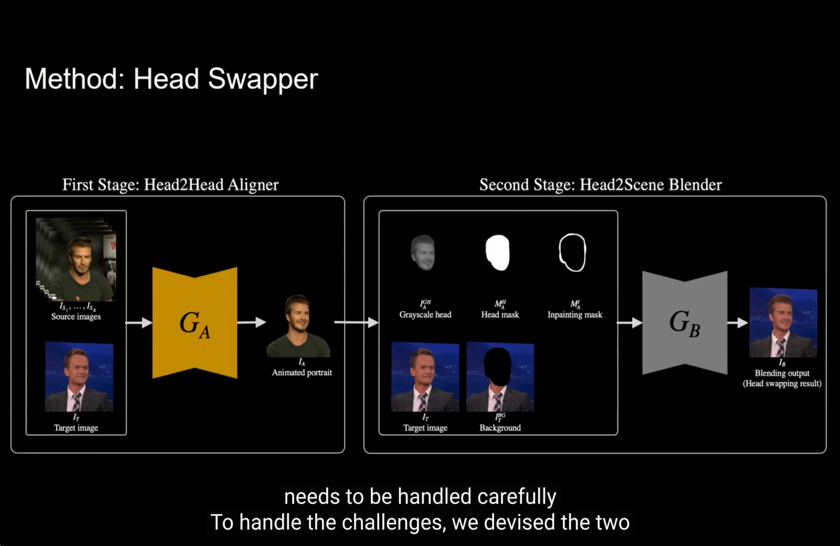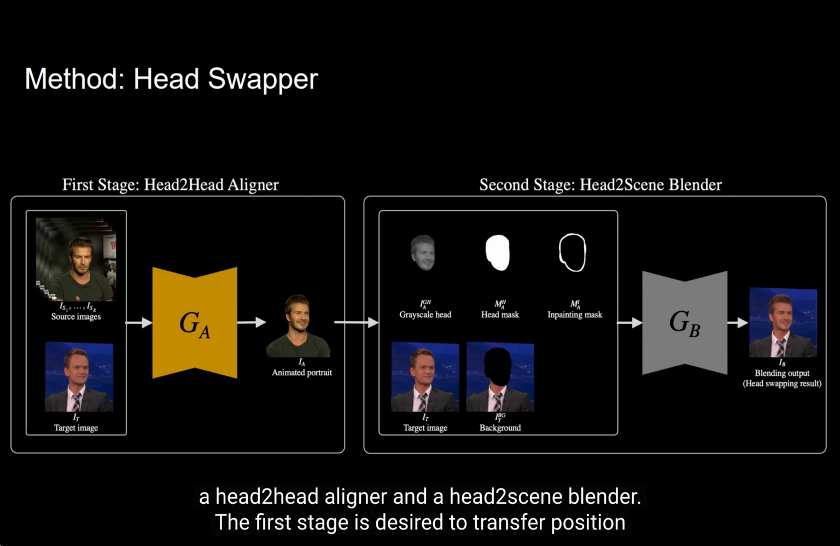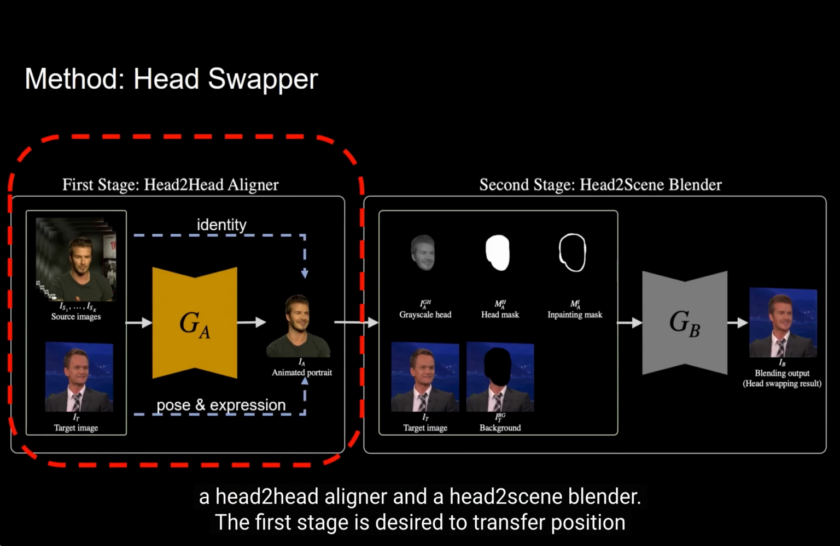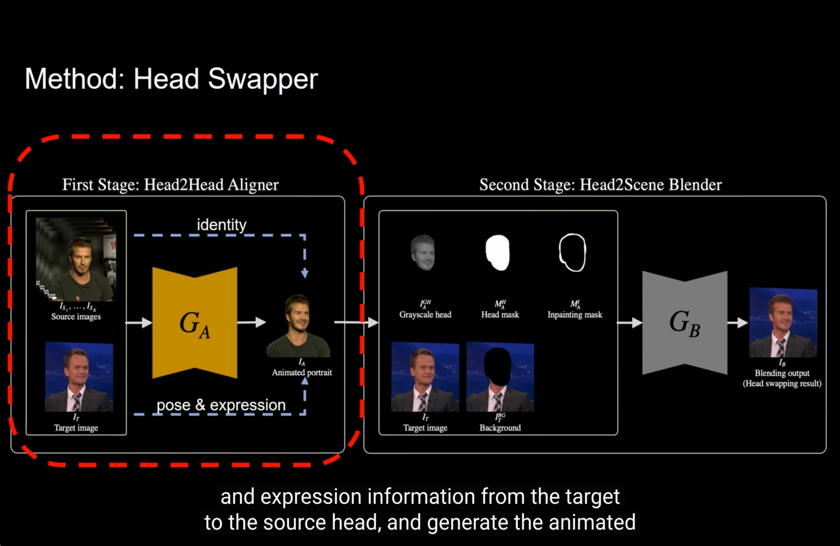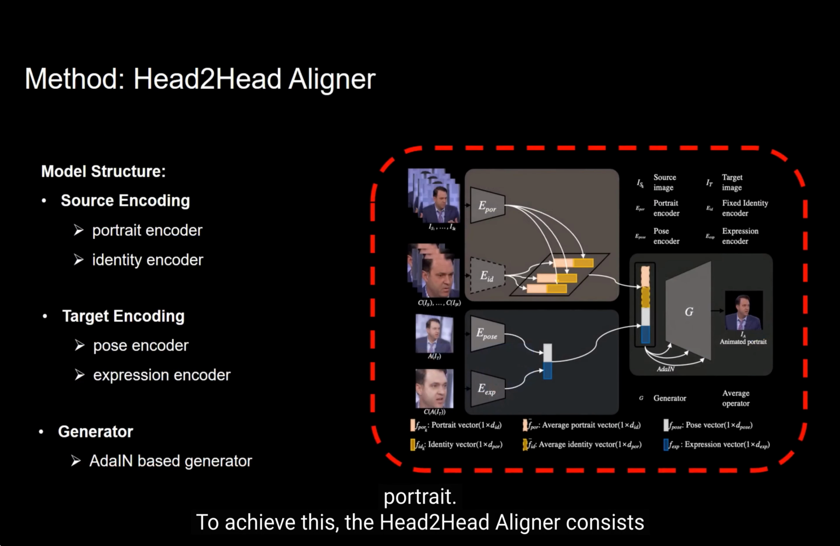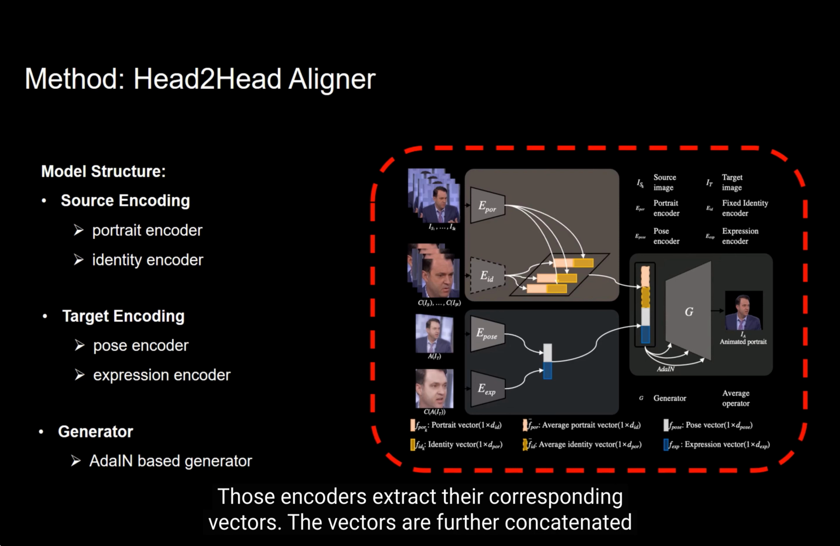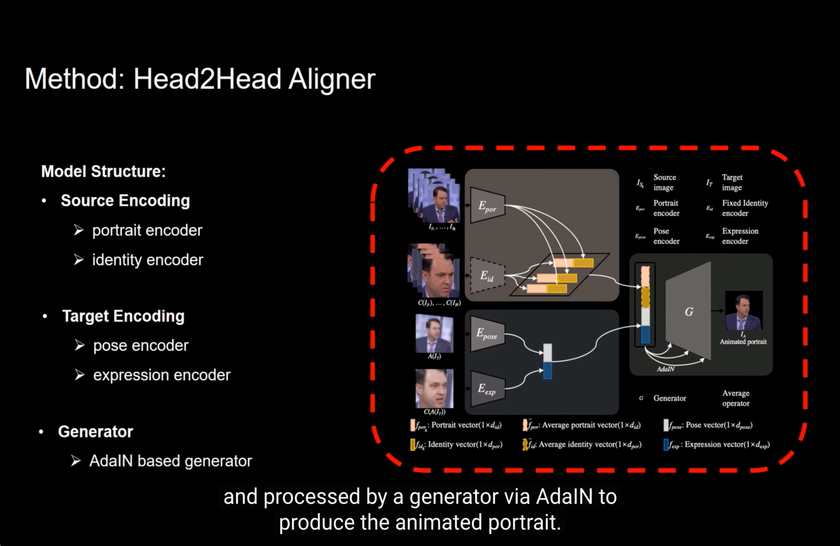To handle the challenges, we devised the two-stage head swapper, which achieves few-shot head swapping in the wild through two modules, a head-to-head aligner and a head-to-scene blender. The first stage is designed to transfer pose and expression information from the target to the source head, and generate the animated portrait. To achieve this, the head-to-head aligner consists of a portrait encoder, an identity encoder, a pose encoder, and an expression encoder. Those encoders extract their corresponding vectors. The vectors are further concatenated and processed by a generator via a DANE to produce the animated portrait.